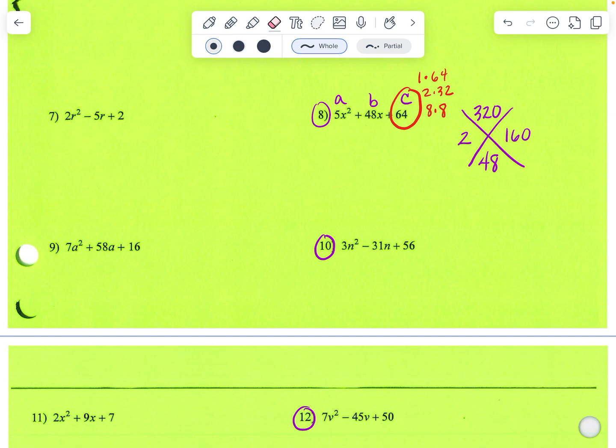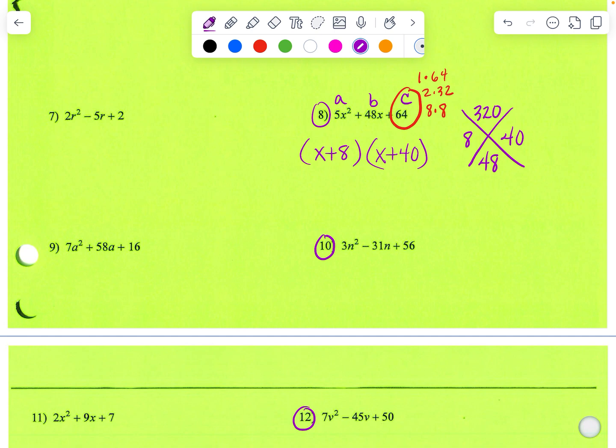So hopefully at this point you'd realize, well, I need something bigger than 2. So try 8. If you divide 320 by 8, you get 40. So 8 times 40 makes 320, and 8 plus 40 makes 48. And so you got it. We'll create a set of parentheses. We'll put x plus 8, and we'll put x plus 40.